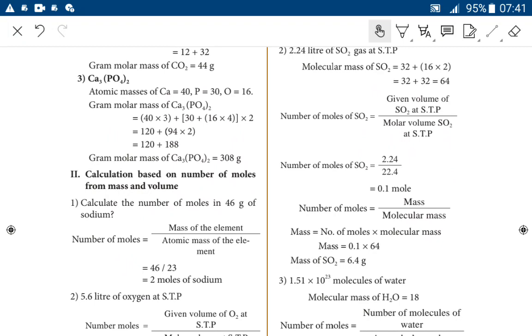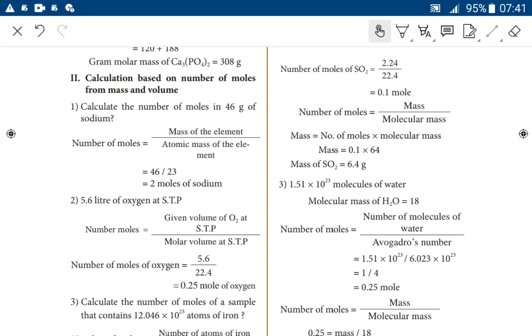There are so many sums based on this formula of mass by atomic mass. The next one: 5.6 liters of oxygen at STP. Each sum has different formulas, and you have to learn the formula. So when the volume is given, what to do? The formula is the given volume of oxygen by the molar volume of the given substance.